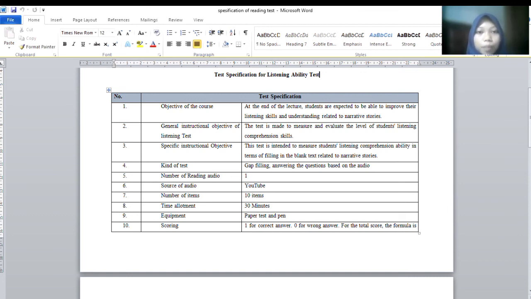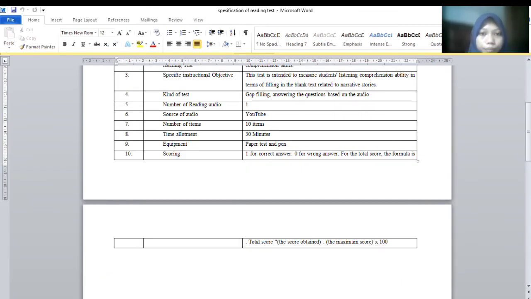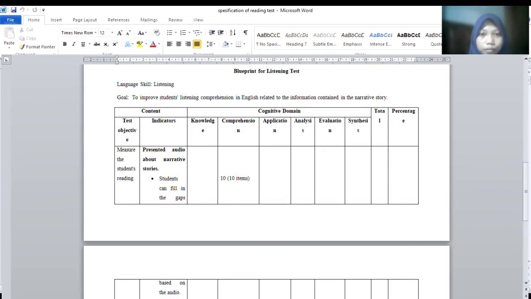And then equipment, paper and paper test and pen. And for scoring, 1 correct answer and then 0 for wrong answer. For the total score, the formula is total score or the score obtained divided by the maximum score times 100. This is the blueprint of a listening test.